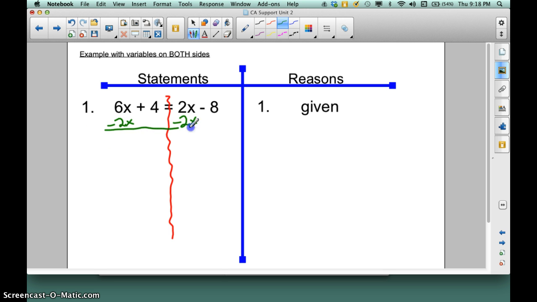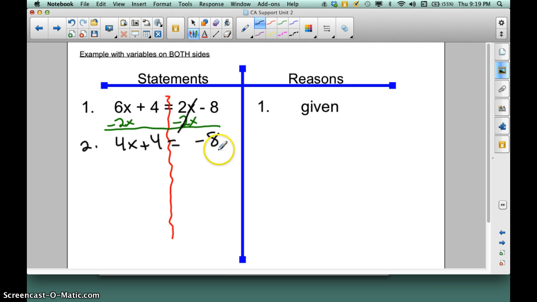Now notice where I lined that up. It's under the x term because those are like terms. You have to be careful that you line things up under the same kind of term. And so step 2 is going to be 6x minus 2x is 4x plus 4. Now these cancel because they make 0. 0x is just 0. And don't lose this negative here. This is equal to negative 8.